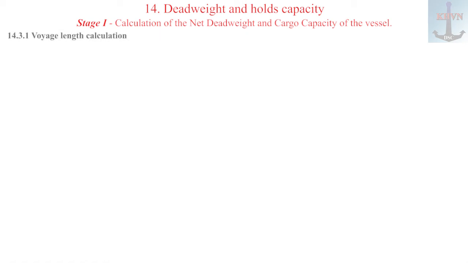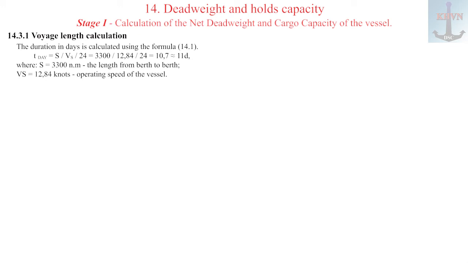14.3.1 Voyage length calculation. The duration of the voyage in days is calculated using formula 14.1. Calculation result equals approximately 11 days. Where S equals 3,300 nautical miles, the length from berth to berth. Vs equals 12.84 knots, operating speed.